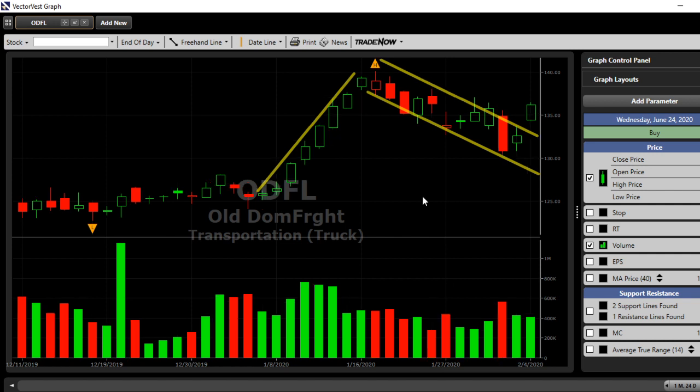And you can see where we get to our breakout. Okay? So the breakout occurs when price closes above the upper trend line. Particularly, we want to make sure that there's volume accompanying that breakout.